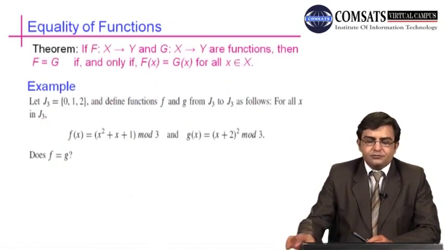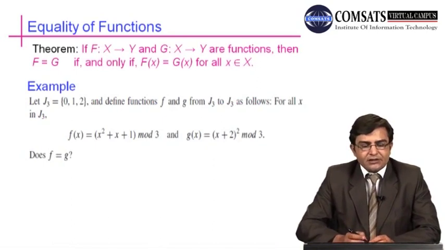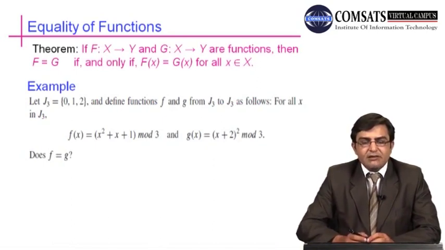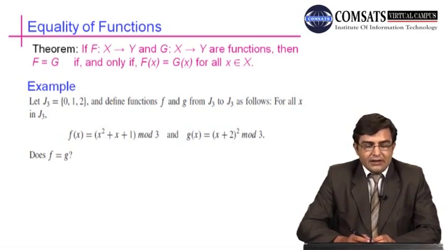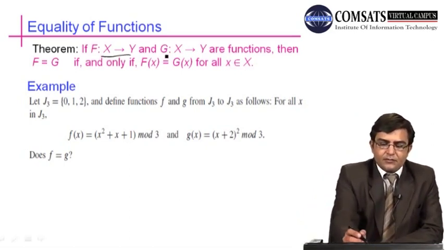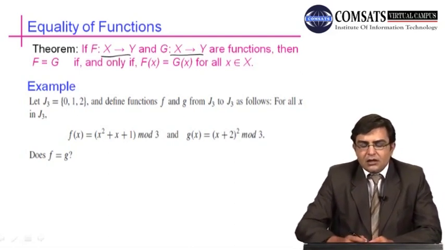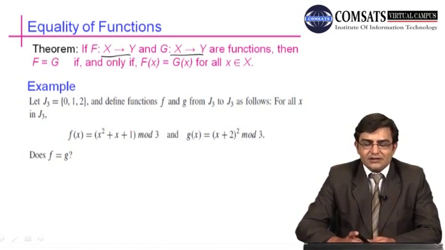Now we discuss another property of functions, which is the equality of functions: when two functions will be equal. For this we have a theorem which shows the conditions of equality of two functions. If we have two functions, F from X to Y and G from X to Y, to show the equality, the first thing is that both functions are defined on the same sets. F is defined from X to Y and G is from X to Y.